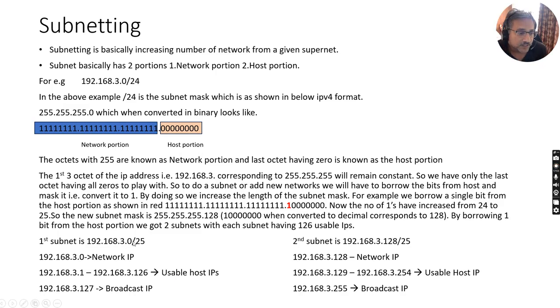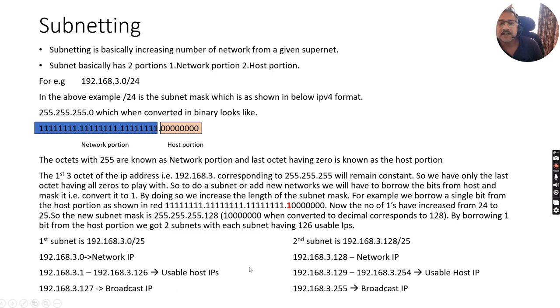Now you have converted this /24 subnet mask into /25. So there are 2 subnets and each subnet will have 128 addresses, right? How do you find which these are? It will start from 3.0 and end at 3.127, because it has 128 IP addresses. The first and last addresses cannot be used, so the usable IP addresses are 3.1 to 3.126.